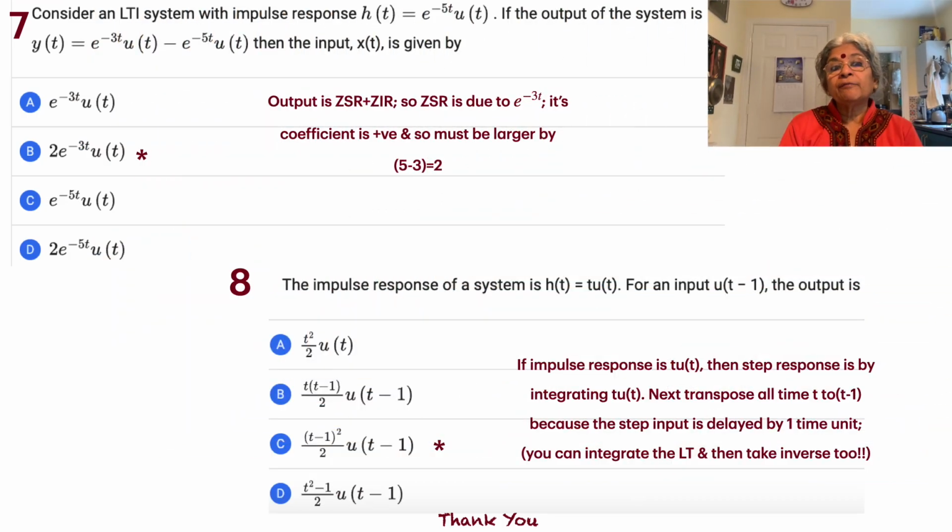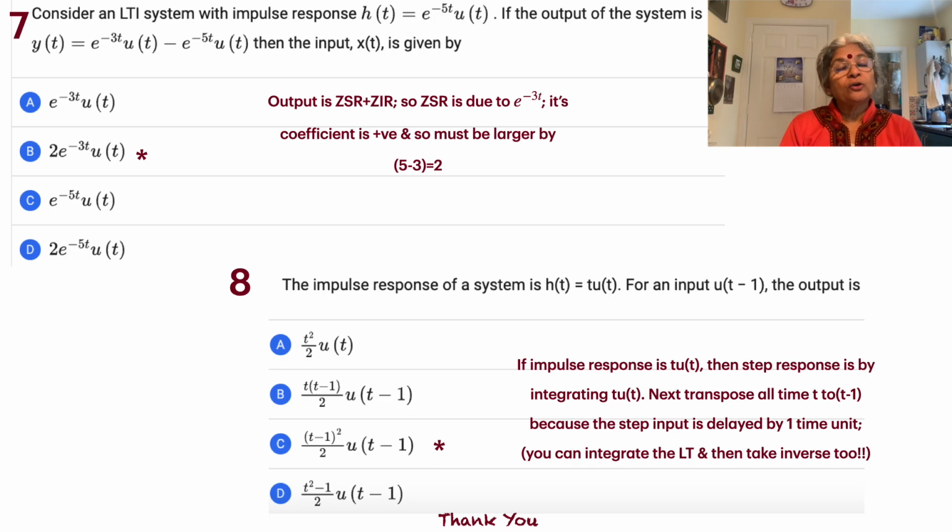So here we have the output dependent not only on the input but also on the system, and the system has already given its influence on the output as a component, e raised to minus 5t, minus e raised to minus 5t. The other component is e raised to minus 3t. So the input initiated one is going to be e raised to minus 3t u(t).